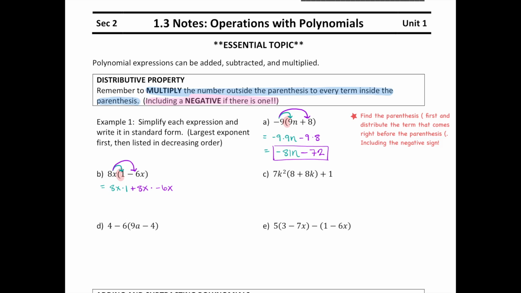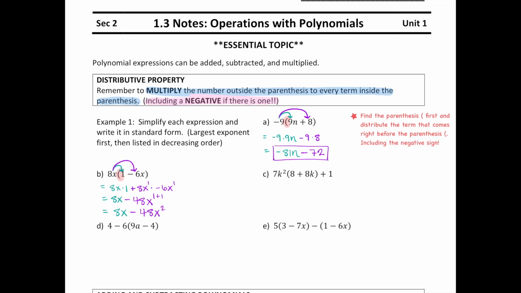And so now 8x times 1 is 8x. And 8x times negative 6x is negative 48. Remember, we just talked about properties of our powers. When we're multiplying by the same letters, we add our powers. If there's not a power written, that power is 1. And so we're adding those powers. So this becomes x to the 1 plus 1. And now this becomes 8x minus 48. x to the 1 plus 1 is squared.